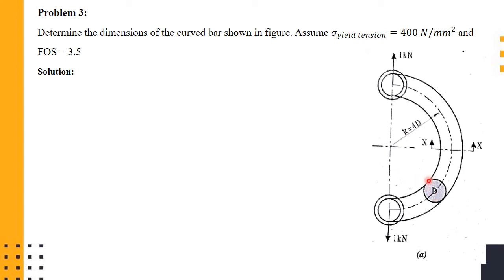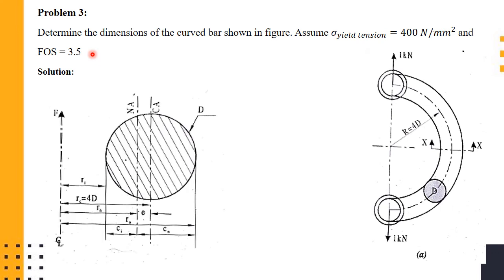We have to calculate this D, and we have to calculate what is the inner radius, what is the outer radius. All these dimensions we have to calculate. D, inner radius, outer radius, and whatever the dimensions or distance is there, that we have to calculate in this particular problem. And the yield tension is also given in the problem, and factor of safety is also given. So as I said, first step in solving any problem is to draw the critical cross section.